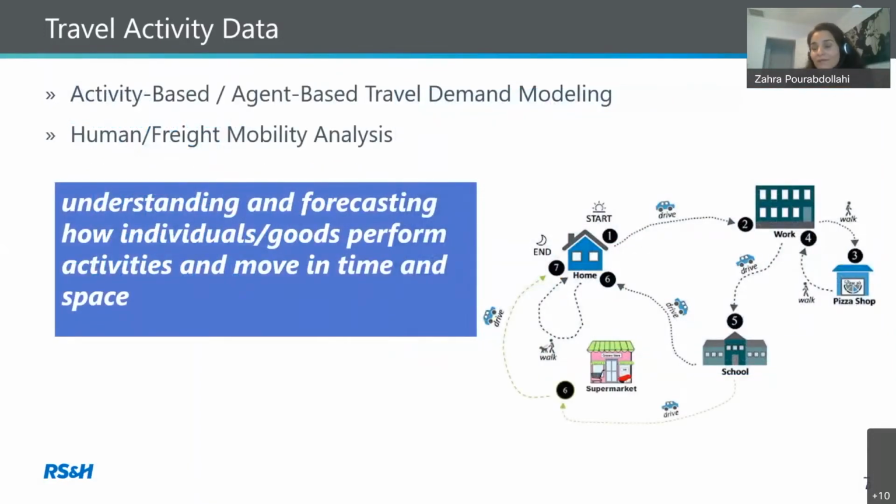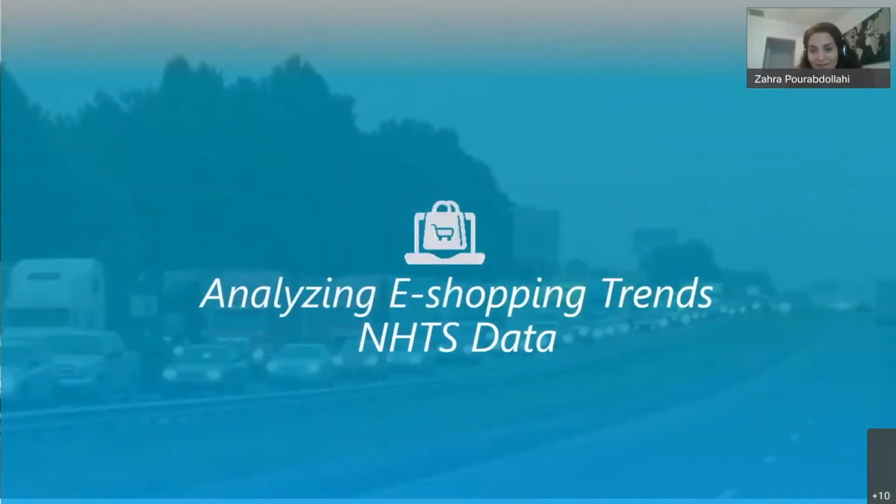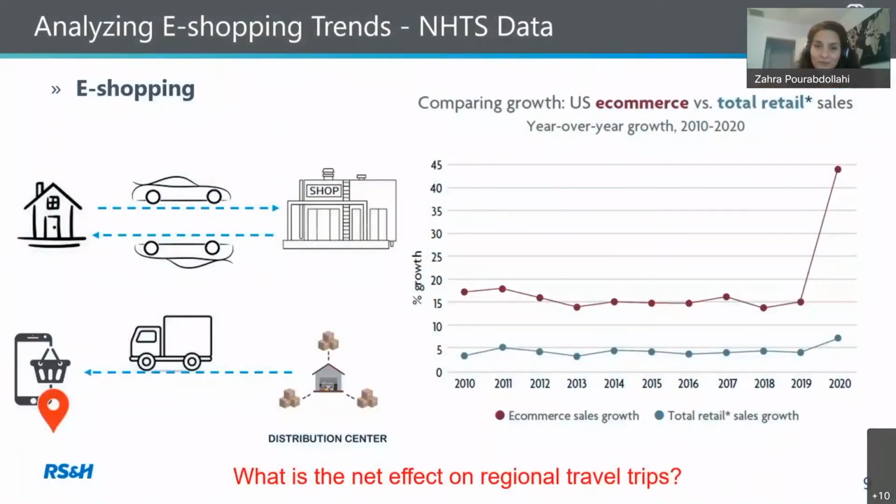One of the main purposes of the travel activity data is to help modelers such as me develop and apply activity and agent-based travel demand models, which in turn are used for mobility analysis of human and freight to understand and forecast how individuals and goods perform activities and move in time and space. And with that, we go through the first application.